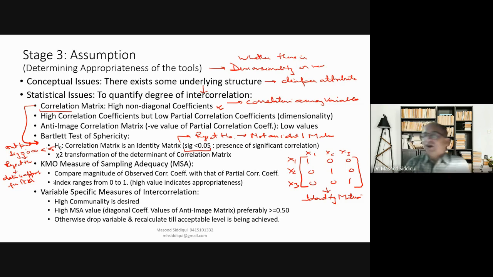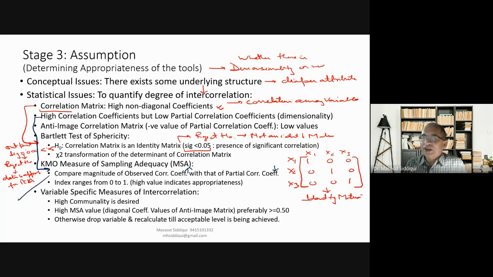Okay. Now, we are discussing the second concept that I have just explained: if bivariate correlation coefficients are high, but partial correlation coefficients are low. For that, we examine the second feature, known as the KMO measure of sample adequacy. It compares the magnitude of the observed correlation coefficient with that of the partial correlation coefficient. So in case of dimensionality, the observed correlation coefficient would be high and the partial correlation coefficient would be low.